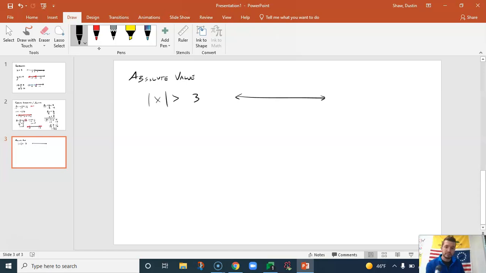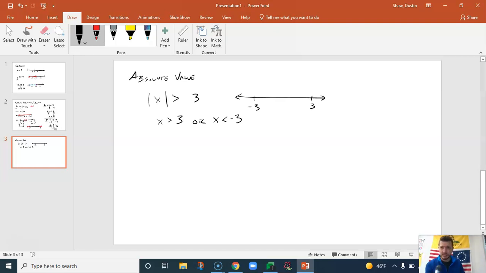So it's going to be x is greater than 3, or, again, since you can put in a negative 3 here, the absolute value of negative 3 is 3, so you can have x is less than negative 3. Then you're going to put negative 3 here and positive 3 over here.